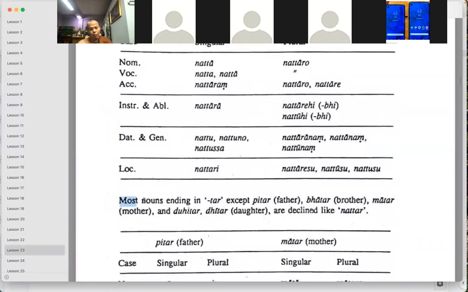So here, a remark: most nouns ending in tar, except pitar, bhātar, mātar, duhitar and dhītar, most nouns ending in tar are declined like nattar. Okay, so if we know the declension of nattar, then most nouns ending in ra can be understood easily. But these are exceptions, like pitar, bhātar, mātar, duhitar and dhītar. So they are exceptions.